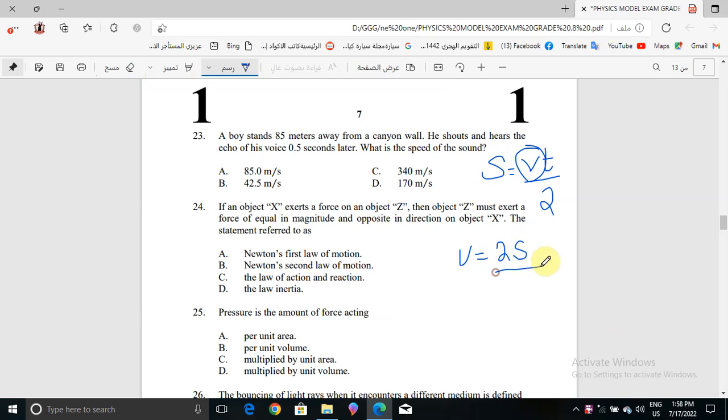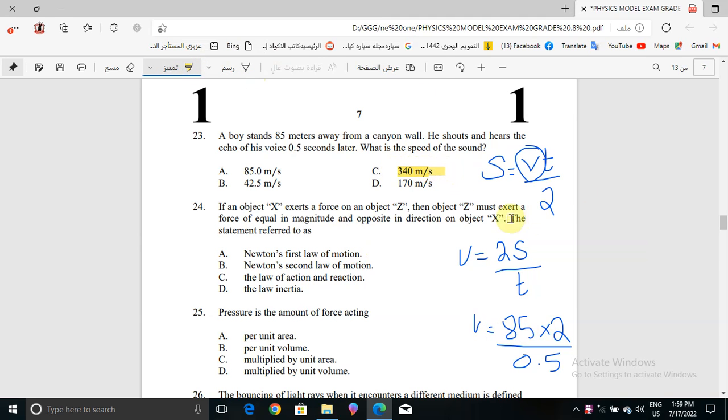2S over T. Then what do we have for the distance? We have 85 meters, right? 85 meters times what will it be? S, I mean 85 times 2 over what will it be? T, which is times 0.5 second. Then after you multiply 8 and divide 8, you will get the correct answer, which will be 340 meters per second.